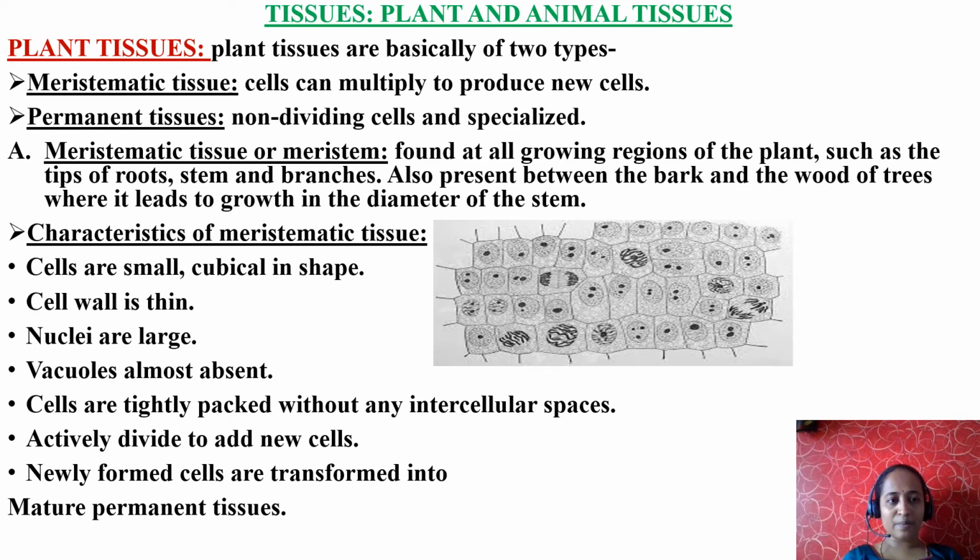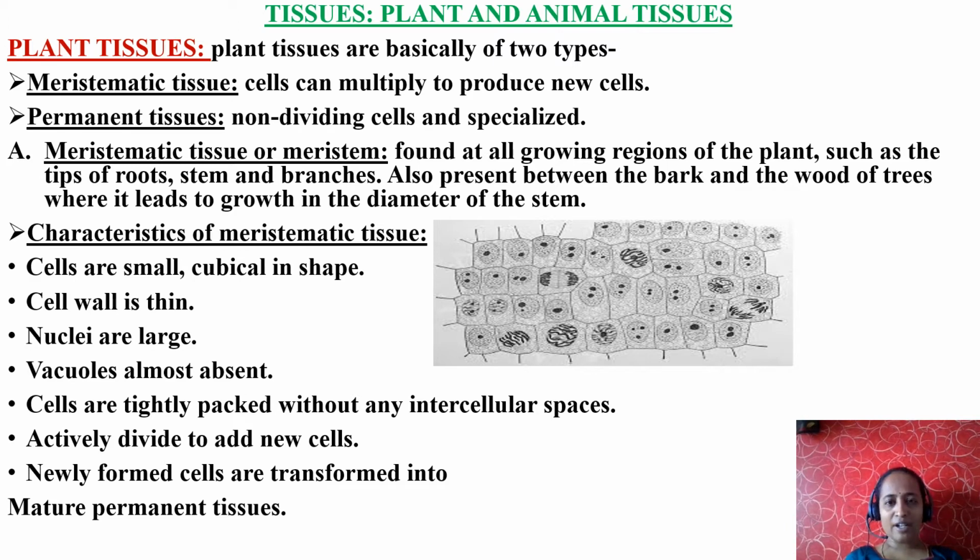Vacuoles are almost absent. There is no time to form vacuoles at all. Cells are tightly packed without any intercellular spaces. Can you see any spaces between the cells? No, you cannot see. Why? Because the cell multiplication or cell division is very rapid, so there will be no intercellular spaces.